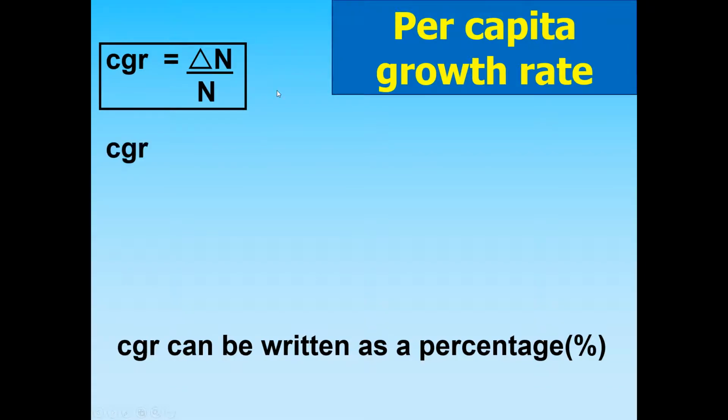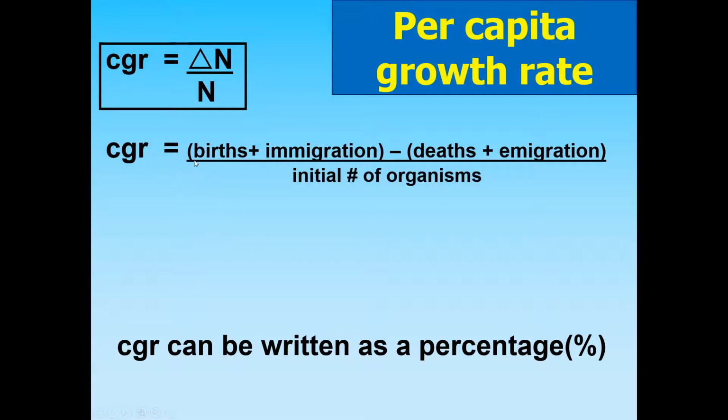Now, if you're given all 4 factors, then it can look like this. We add the births and immigration and subtract deaths and emigration, the factors that decrease the population, and divide it by the initial number of organisms. Or we can write it with variables. CGR can be written as a percentage.